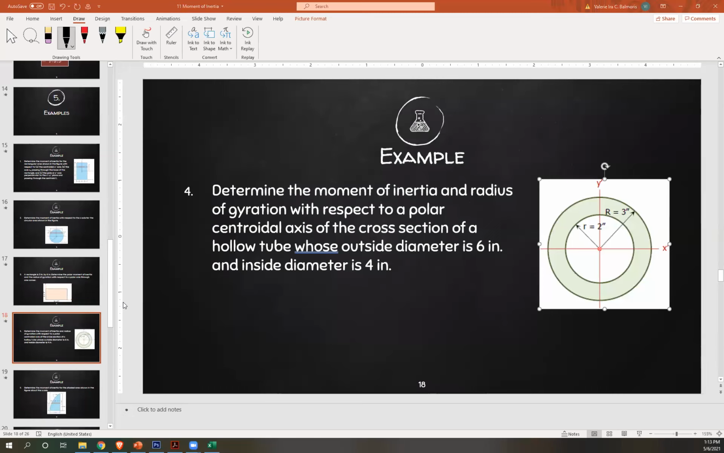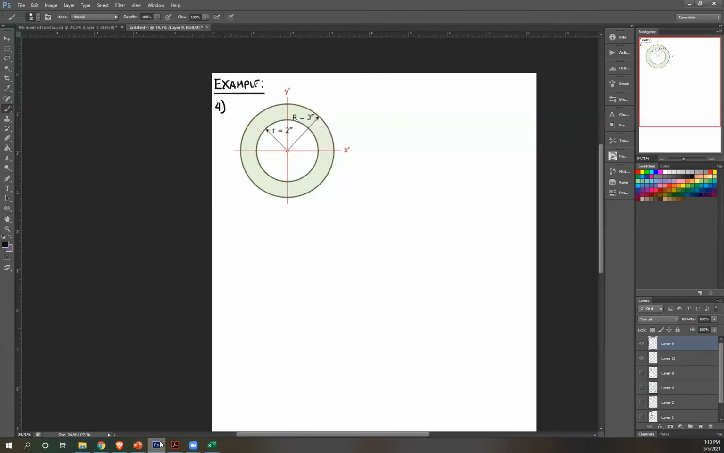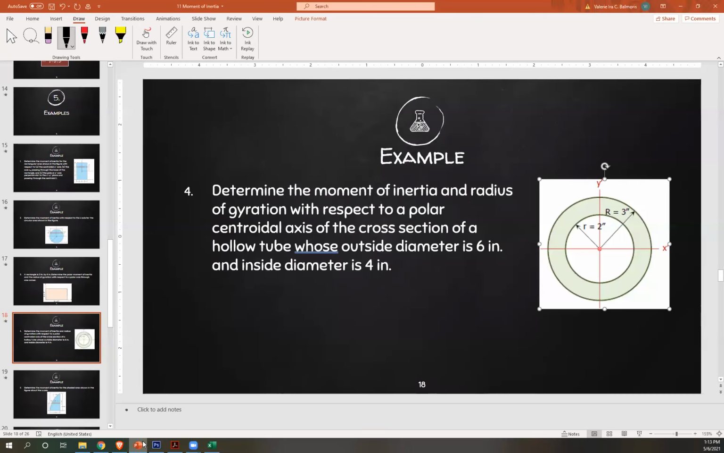Number 4, determine the moment of inertia and radius of gyration with respect to a polar centroidal axis of the cross-section of a hollow tube whose outside diameter is 6 and inside diameter is 4. Therefore, outside radius is 3, inside radius is 2. So we're looking for moment of inertia and then K. Moment of inertia with respect to a polar centroidal axis is essentially your polar moment of inertia, even though it's not specified here. Reading the whole problem, about a polar axis, so that's polar moment of inertia. So we're looking for J, not I.